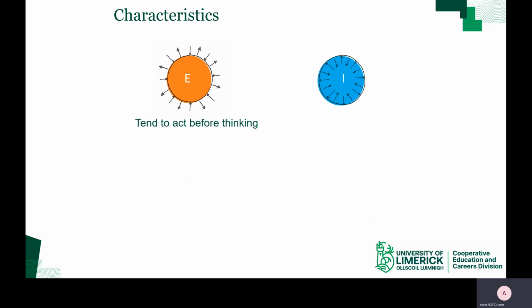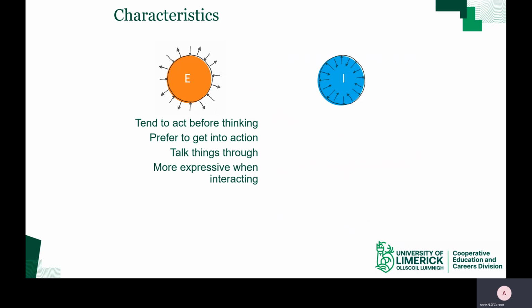So if I was to describe the characteristics of somebody who has a preference for extroversion, they tend to act before thinking. They prefer to get into action straight away. So they very much learn through action and doing things. People that tend to act before thinking, they'll often maybe walk across the room asking you a question about something, but by the time they've got to you, they've solved the problem themselves. So really much learning through action. They talk things through, okay, really happy to discuss things, more expressive when interacting, gain energy from interactions with others.